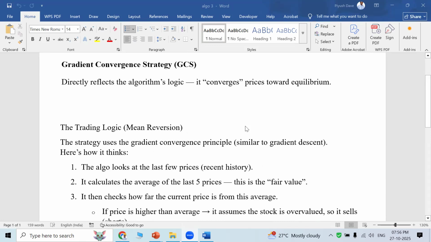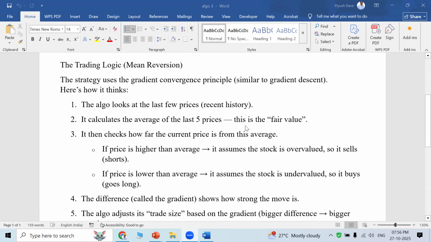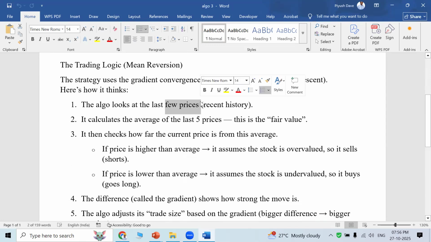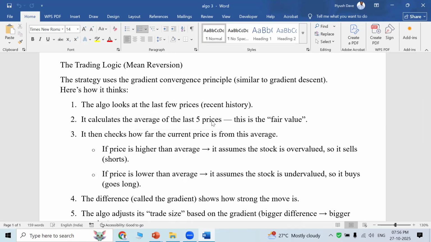Now what is this algo doing? This algo is doing a very simple task. It is noting down prices which are continuously changing from the stock exchange. It will calculate the average of the last five prices. The price is changing from the exchange, we are going to simulate this also, and the algo will consider this average of five prices as a fair value. The logic is very simple.